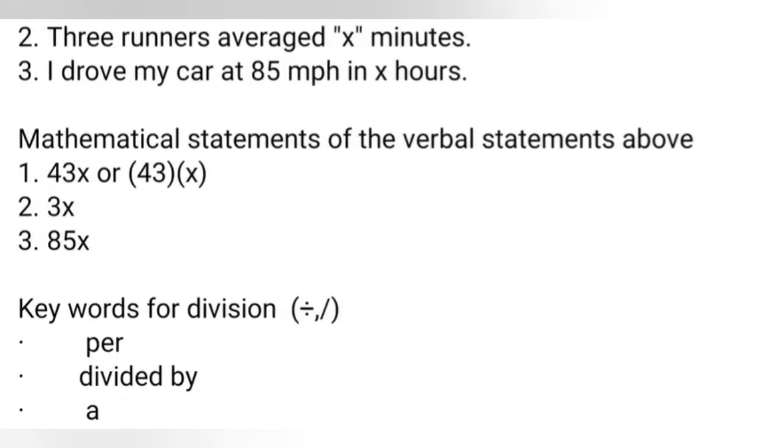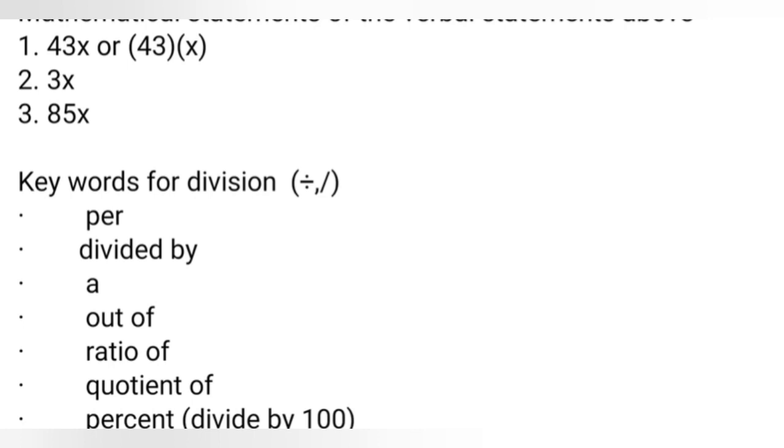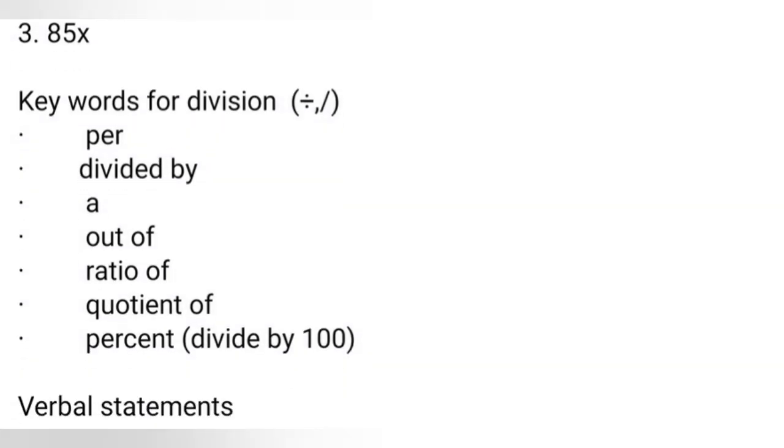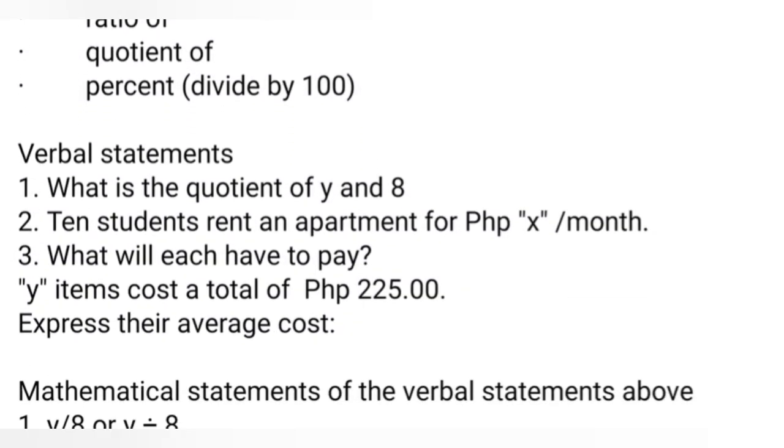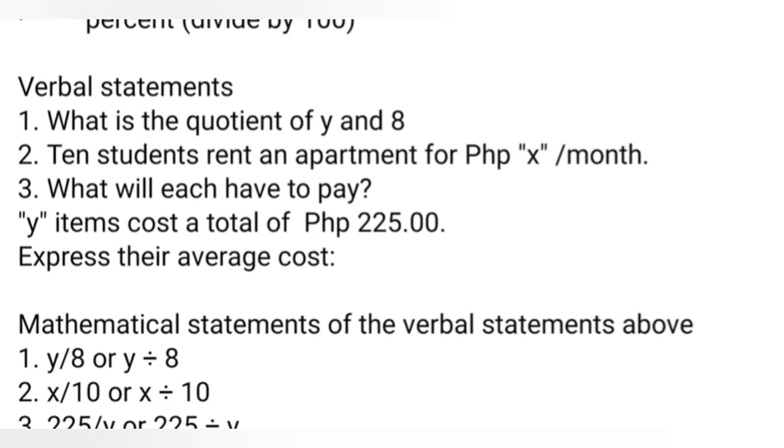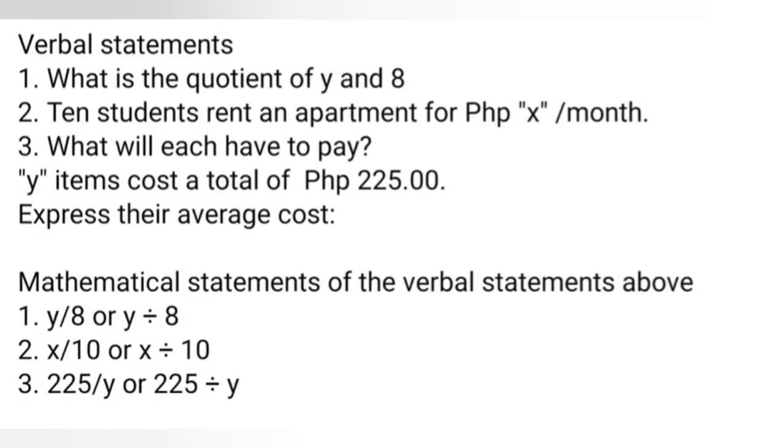Okay? Or 85x. Keywords for division. We say per, divided by or out of, ratio of, quotient of, percent, or divided by 100. Okay, verbal statements. Example, we say what is the quotient of y and 8? So y divided by 8. 10 students rent an apartment for x pesos a month. So that is x divided by 10. What will each have to pay? That's okay. Y in terms of cost of like 225. So we say 225 divided by y.